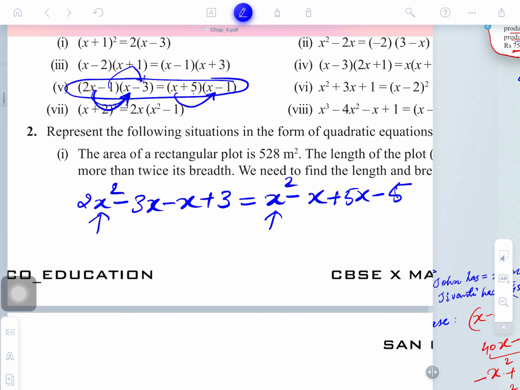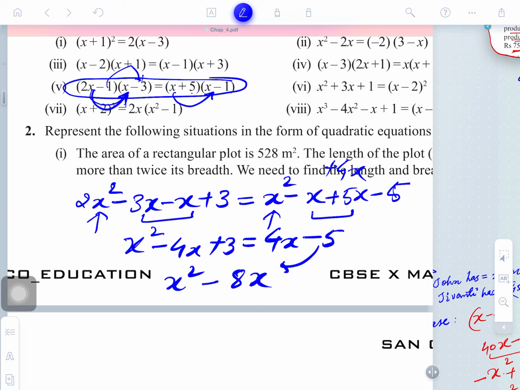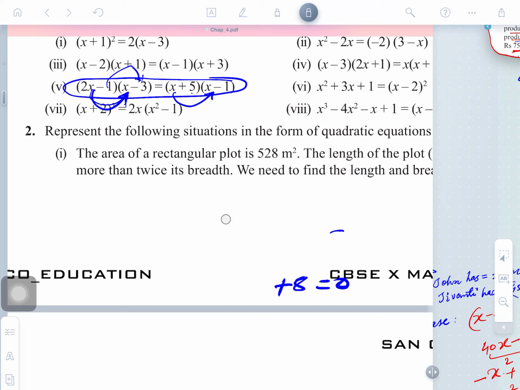2 times x square here, 1 time x square transferred, 3x here, what will be minus 4x, and here their sum will be plus 4x. We can do this, 4x and plus 3, and here plus 4x minus 5. So here will be x square minus 8x, this is to be transferred also, plus 8 is equal to 0. What typical expression is coming here? Yes, quadratic. This is also quadratic. So are you understanding the method of telling whether an equation is quadratic or not?